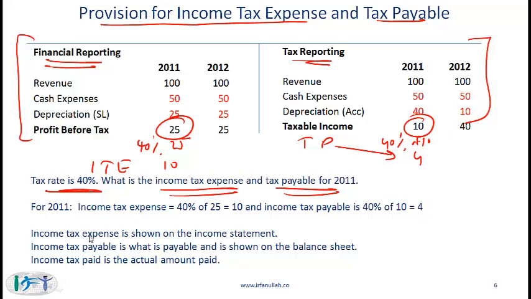Just to emphasize some terminology here, the income tax expense or the provision for income taxes is shown on the income statement.